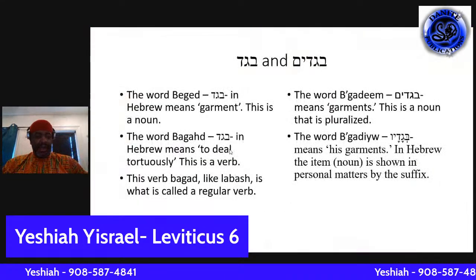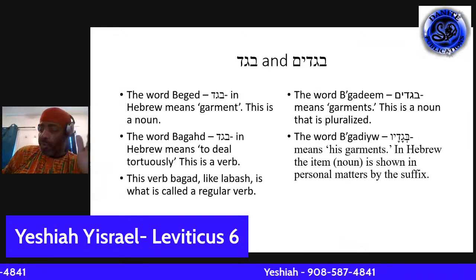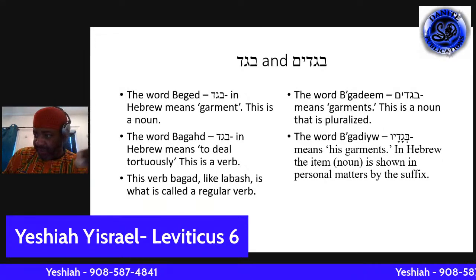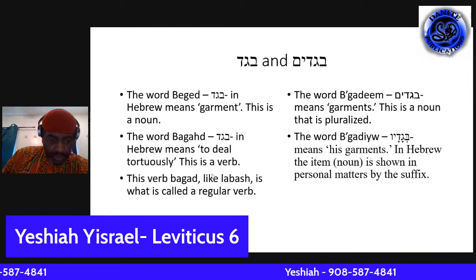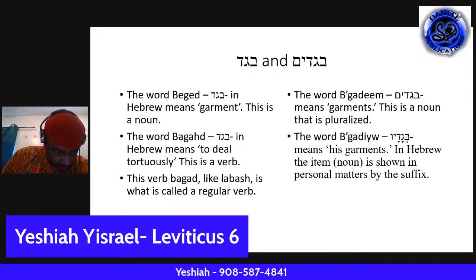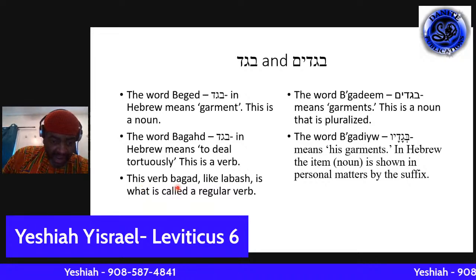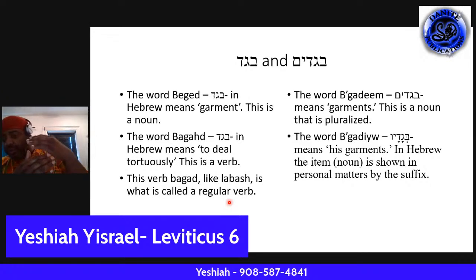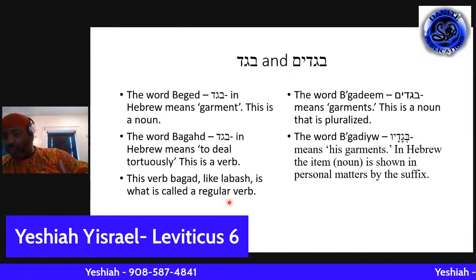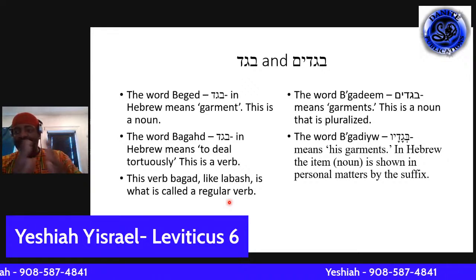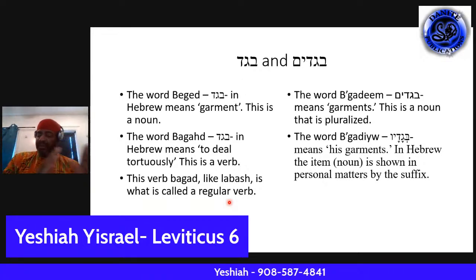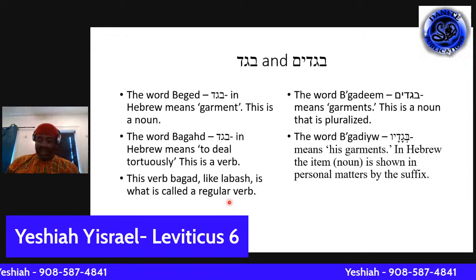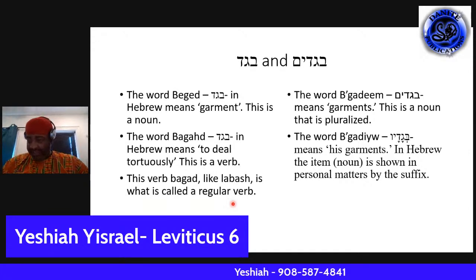All right. So now the word bagad means to deal treacherously, in other words, being treated negatively or bad or evil or that which is not right. The verb bagad, like labash, is what is called a regular verb, and we want to emphasize this with the laser pointer. Now, when one says the word for work, which is the word avad, that is not treated in the same way as, quote, a regular verb. But we did want to go over and show that. And I do thank you for at least typing that in so we can have some communication back and forth with this as a presentation.